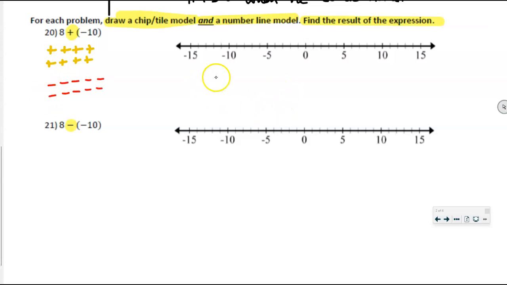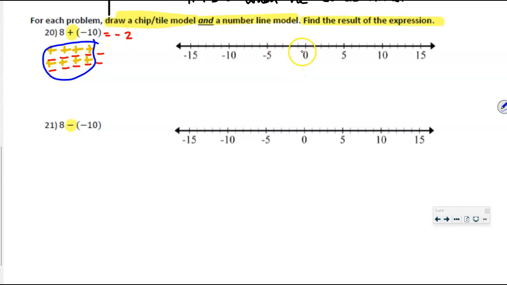And as I do this, I'm going to see balloons plus rocks, we're going to have some 0 pairs. I can stack those and I can see all of these are going to be 0 pairs, and what I have left is 2 rocks. So 8 plus a -10 is equal to a -2.